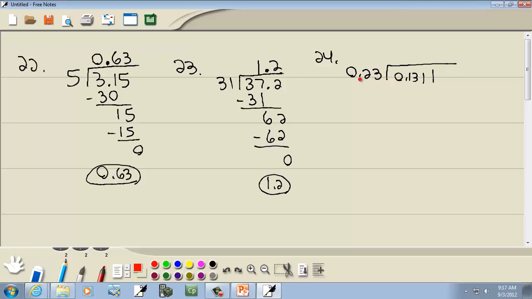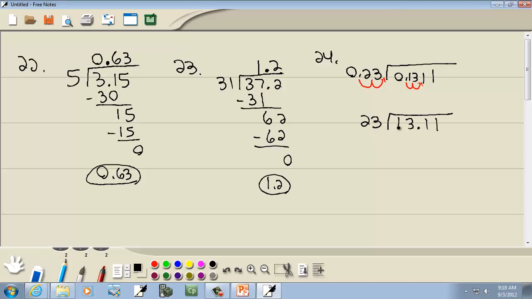We got 2 here. Well, I'm going to take this decimal and move it 2 places to the right. And if I move that 2 places to the right, then I have to move this 2 places to the right. So this problem becomes 23 out in front, and then 13.11 inside. Basically, we're multiplying both of those by 100, so we're not doing anything special. You can do that in division.